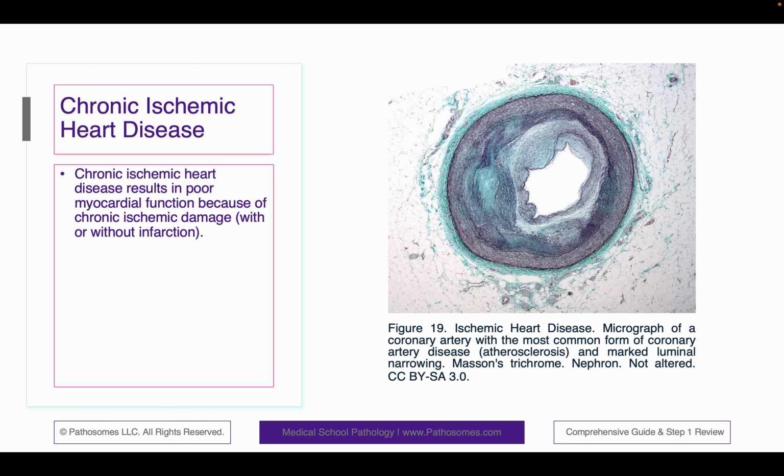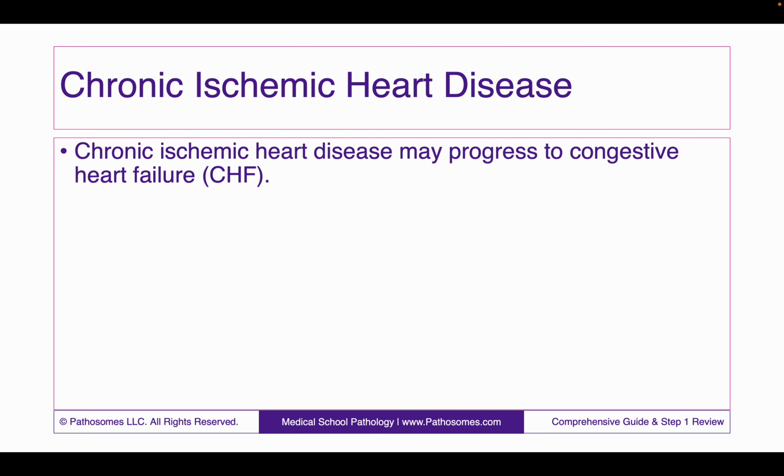Now let's talk a bit about chronic ischemic heart disease. Chronic ischemic heart disease results in poor myocardial function because of chronic ischemic damage. And this can be with or without infarction. To the right here, we have a coronary artery that has its lumen diminish significantly due to the accumulation of plaque and atherosclerosis. Chronic ischemic heart disease may progress to congestive heart failure.